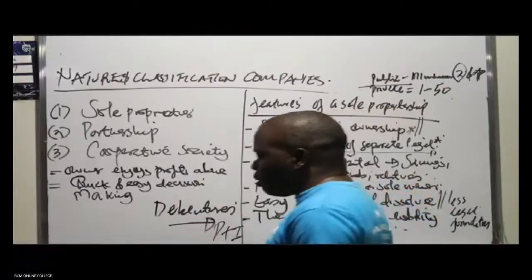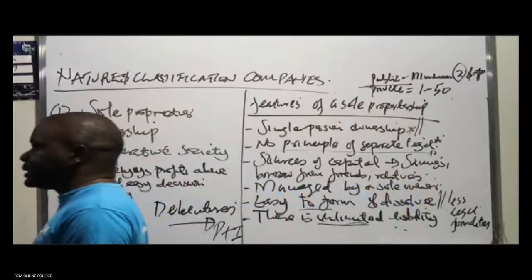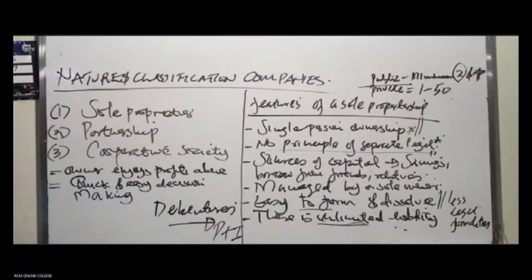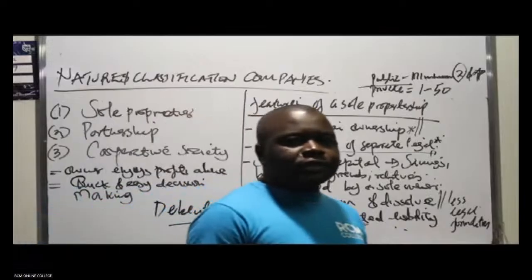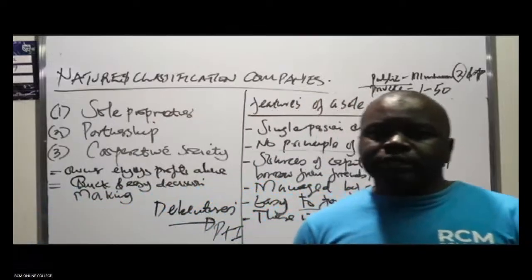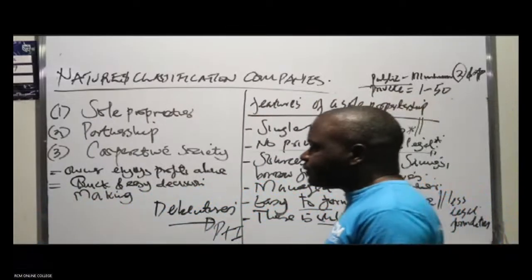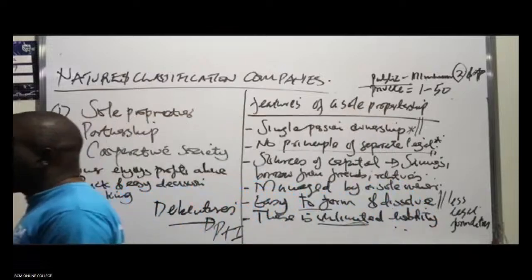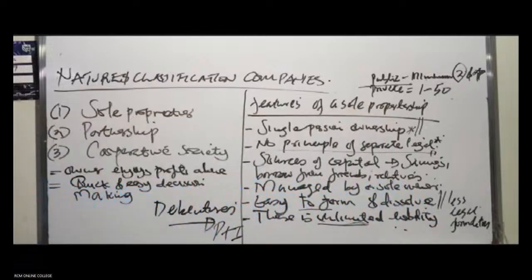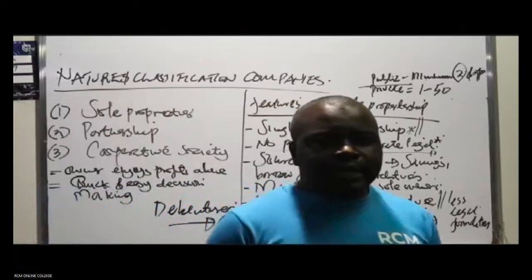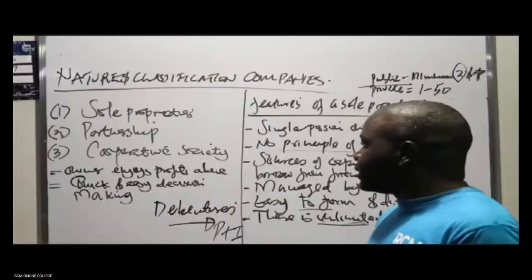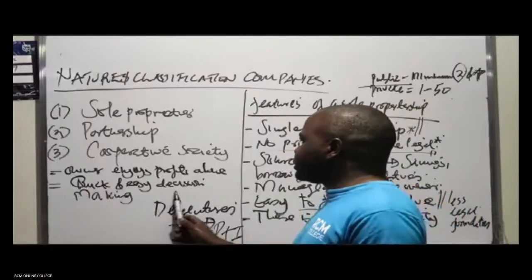Wow, how sweet is this? The owner enjoys profits alone. But what happens in a company? The profits are shared in the form of dividends. That is a difference. The last one: it is quick and easy to make what?